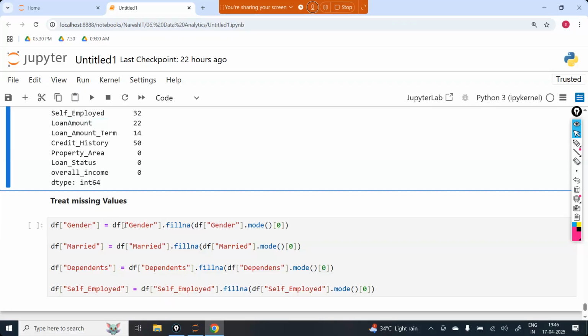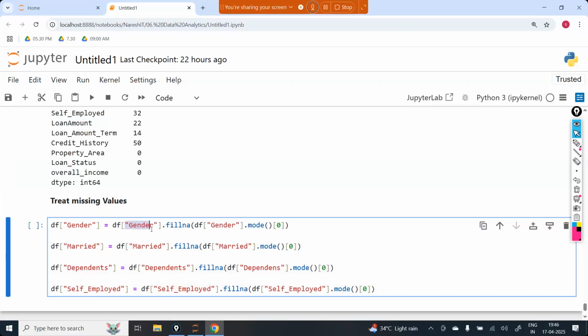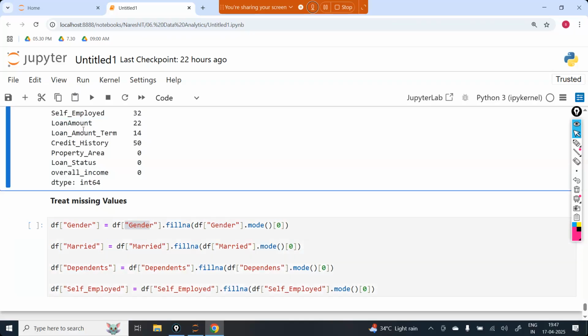For example, if a person's gender, instead of male, was replaced with female, is there any problem? No, because loans are not dependent on gender. Married, dependents, self-employed, these have less importance. But whereas loan amount term and credit history, particularly credit history, if a person does not have a good credit history, but due to the mode I have replaced it with a good credit history, what happens? Now it will lead to a wrong analysis. So I can't take the risk in these three cases.